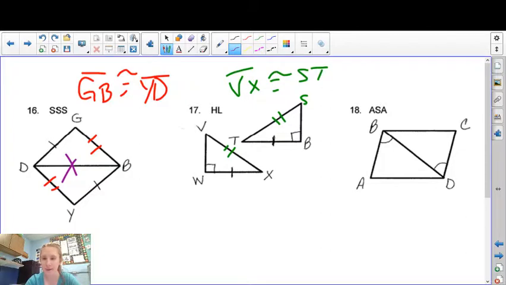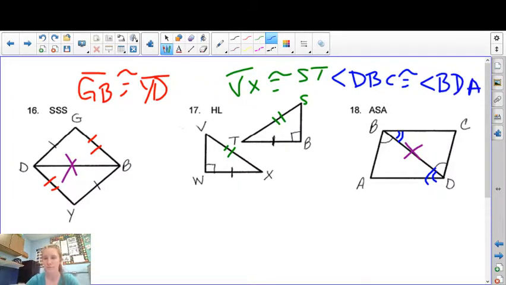I need ASA again. I have my side here. So I need another angle. So it has to be this one and it has to be this one. So angle DBC is congruent to angle BDA.